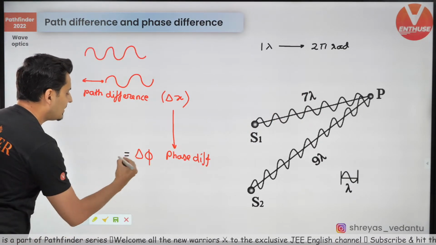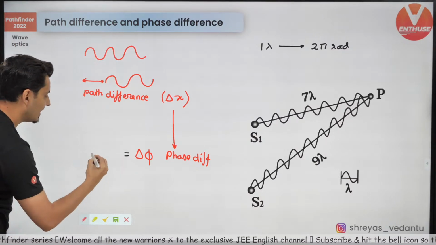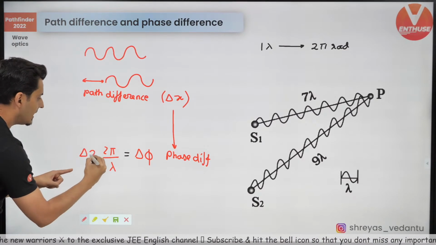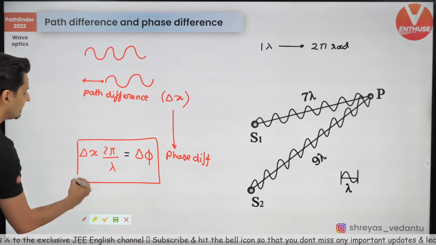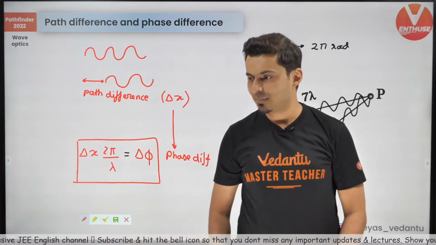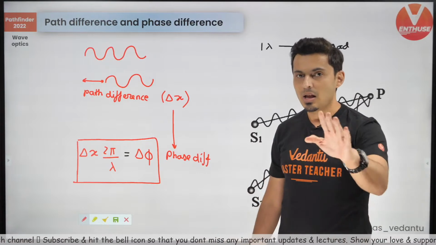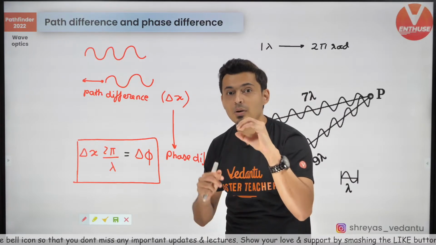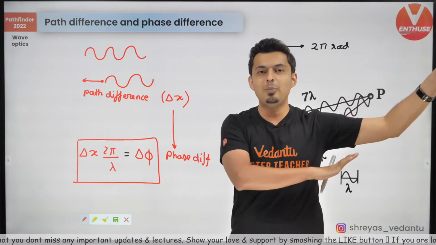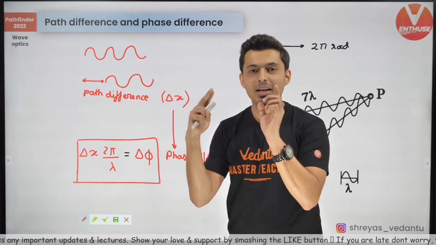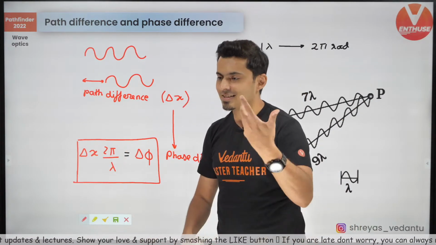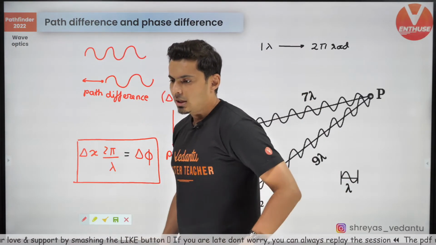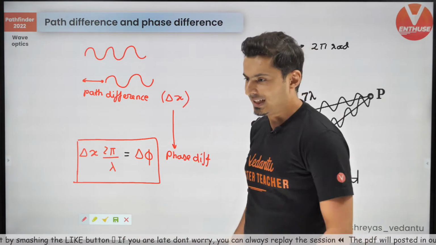Think about it. This will be nothing but 2 pi radians per wavelength into delta x. This will give me delta phi. Very important relationship. Understand this. 2 pi by lambda is radians per wavelength or radians per meter, into the number of meters, will give me how many radians this delta x causes. Exactly. Very good. All right. Excellent.